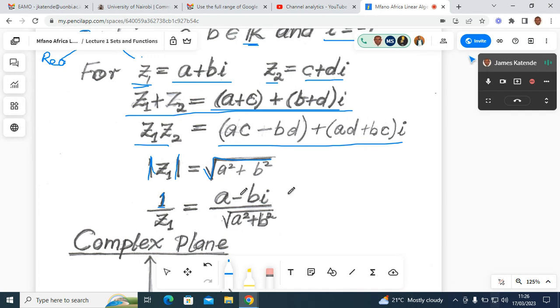So this is a reciprocal of a complex number. If z1 is a complex number, 1 over z1 will be given. I think I computed it correctly. You can check it. How you compute this is as follows.